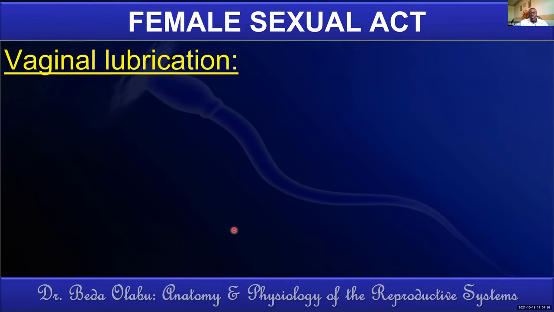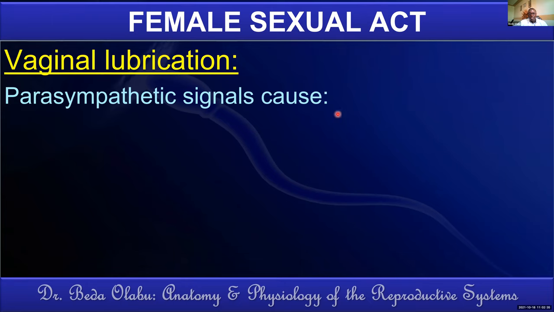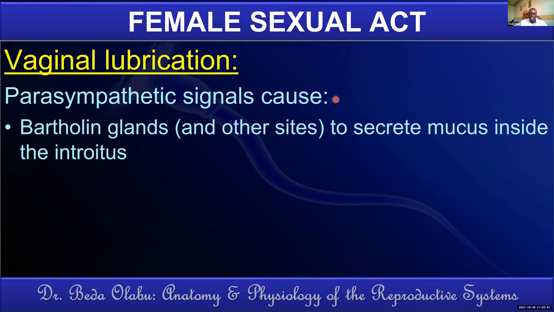So when a woman is stimulated, and this stimulation could have started much earlier, we've agreed that you have to couple psychic stimulation with local stimulation. Local stimulation could involve rubbing of the clitoris or around the vulva, the mons, things like that, massaging. When a woman is stimulated, she responds by lubricating the vagina. This vaginal lubrication is largely a parasympathetic signal that has been activated.